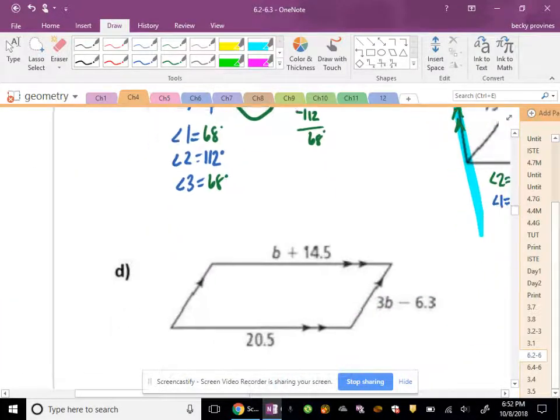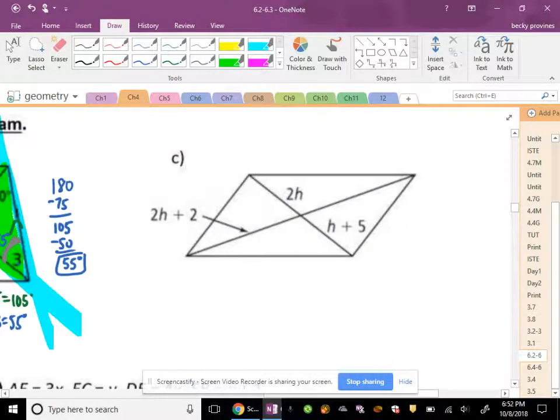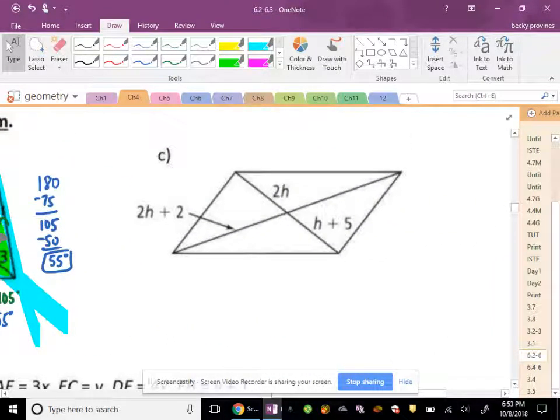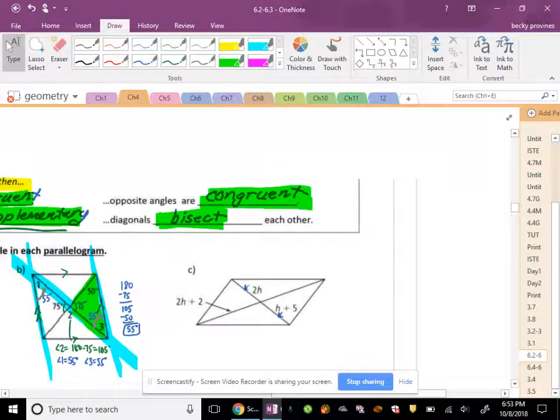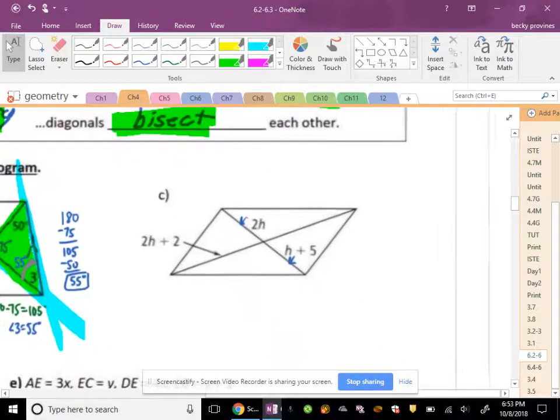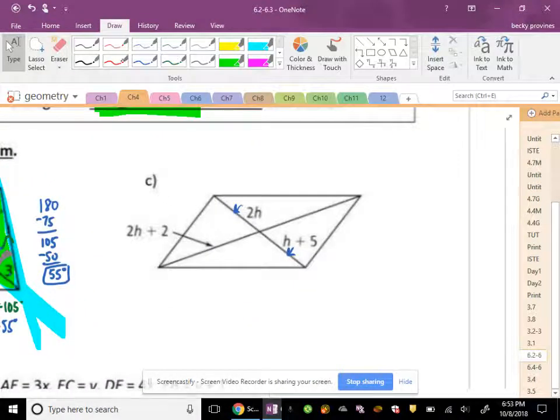Good. Okay, so let's find the third one, part C. Now, it's kind of hard to tell what this information is. 2h is going to this line. H plus 5 is going to this line. Okay, so we have a rule. Let's go back and look. It says diagonals bisect each other. Okay, so what that means is that these two segments are equal and these two are equal. So there's a distractor. There's extra information here. We don't need it all.